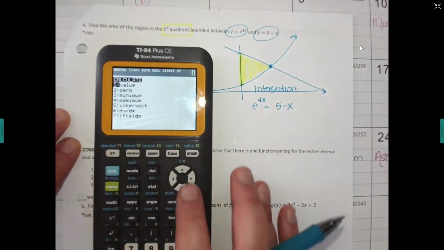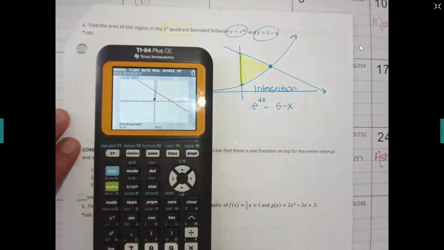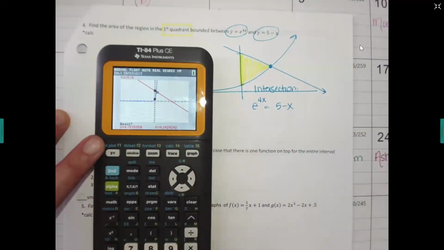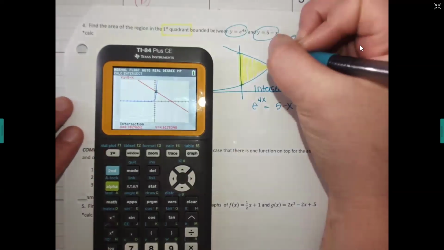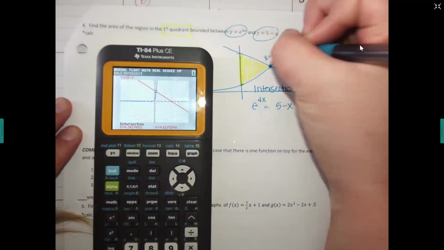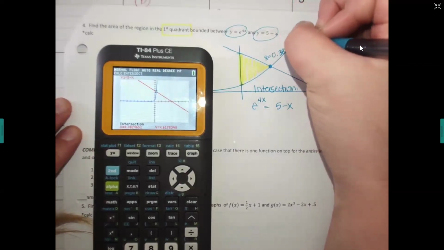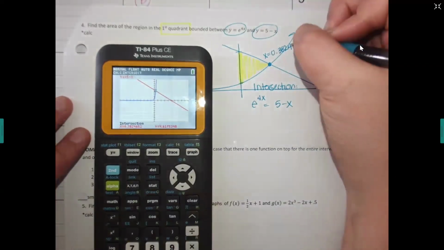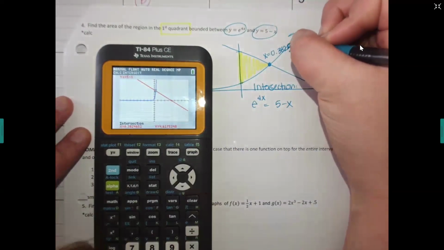So second trace, option 5, and then enter. Then remember on guess, you want to get kind of close to where they cross. It doesn't have to be perfect. So these cross at 0.382, and then technically, I think the 4 is followed by a 6. So let's change that to a 5.